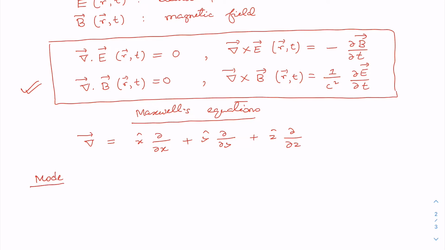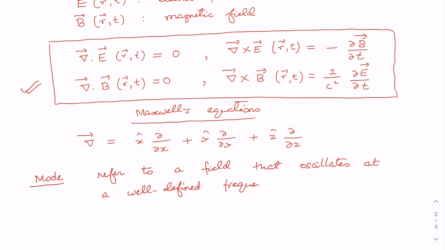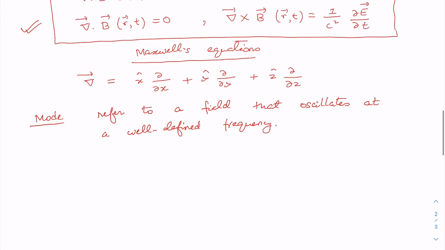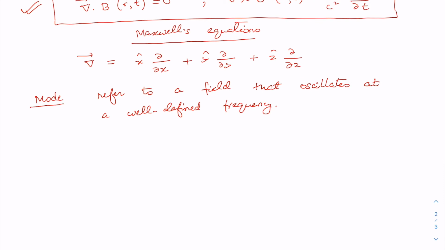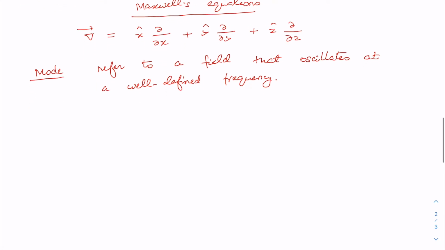By a mode, we refer to a field that oscillates at a well-defined frequency. In fact, we will see later on that when we quantize these classical electromagnetic fields, these modes oscillate like a simple harmonic oscillator. There are many different kinds of modes, but we will first consider traveling wave modes.